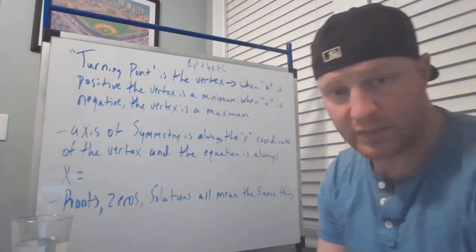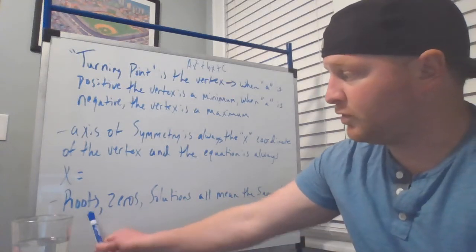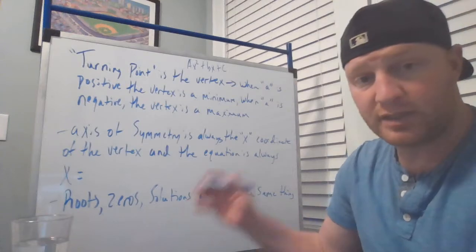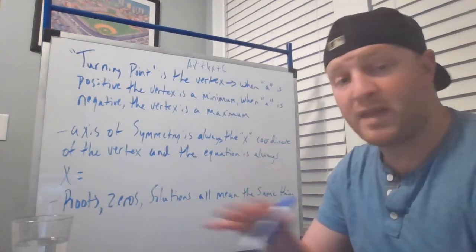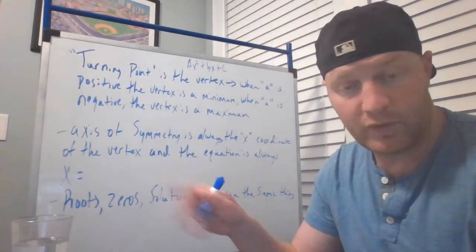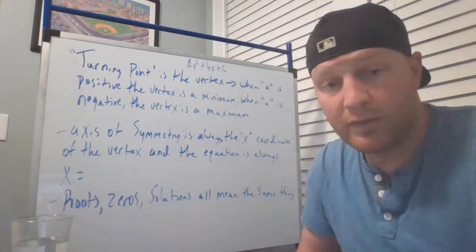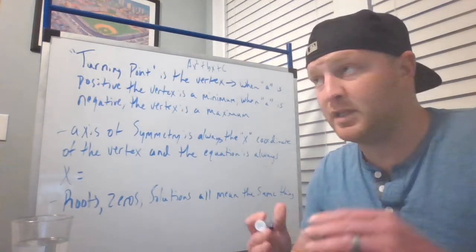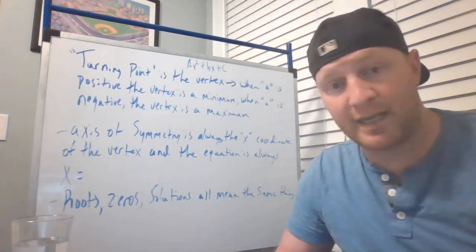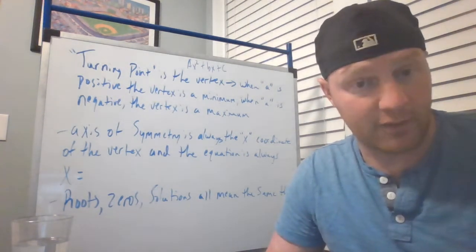and the equation is always x equals whatever the x coordinate of the vertex may be. And another order of business I want you guys to know and understand, when you see a question about the roots, the zeros, or the solutions, and this is particular to quadratics, they all mean the same thing, okay? When they ask you for a root, they're asking you for what is the solution. When they're asking you for a zero, they're asking you for what is the solution. Again, where the quadratic crosses the x-axis, that is where you have a solution or a zero or a root.